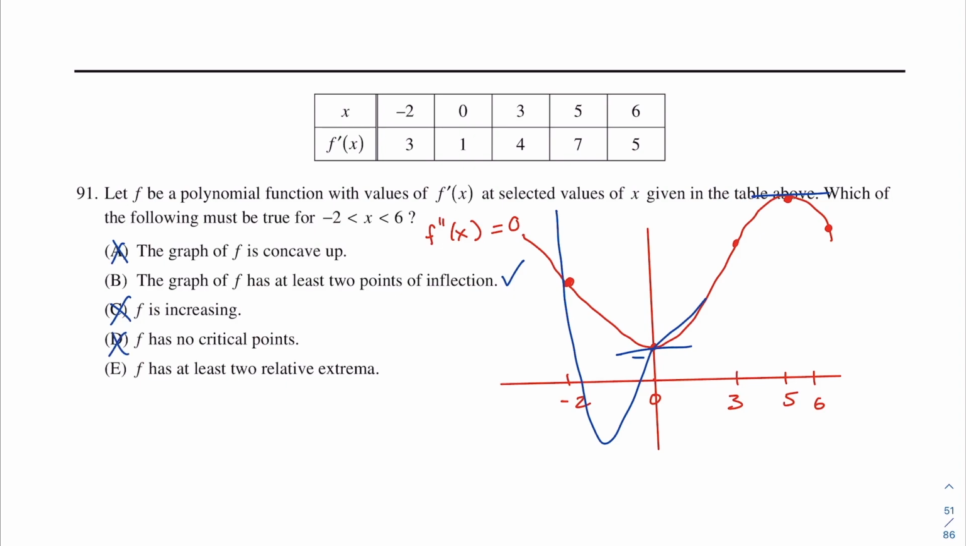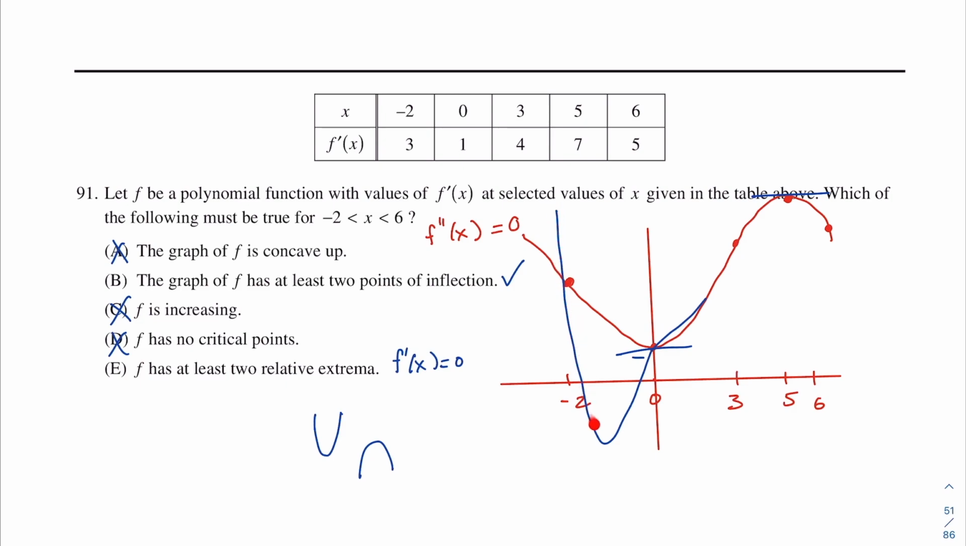And E, f has at least 2 relative extrema. Now these relative extrema, again, occur when f prime of x is equal to 0. When the slope of the graph of f is 0, it means it's either a minima or a maxima. But to say that there are at least 2, it means that there are guaranteed to be 2 points on this graph where f prime is equal to 0. So now we can't say that with certainty. There's a possibility it does.